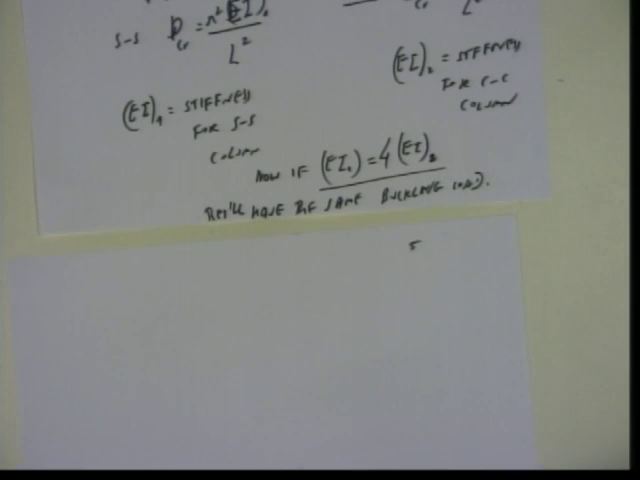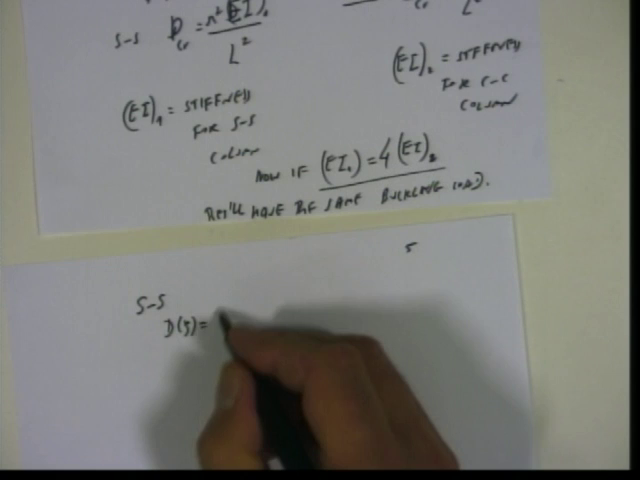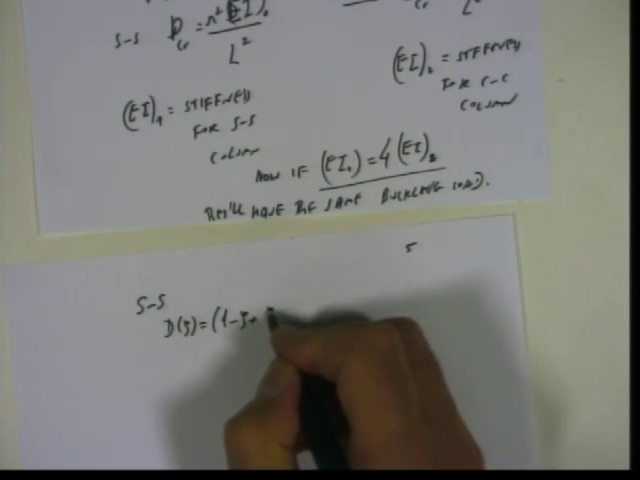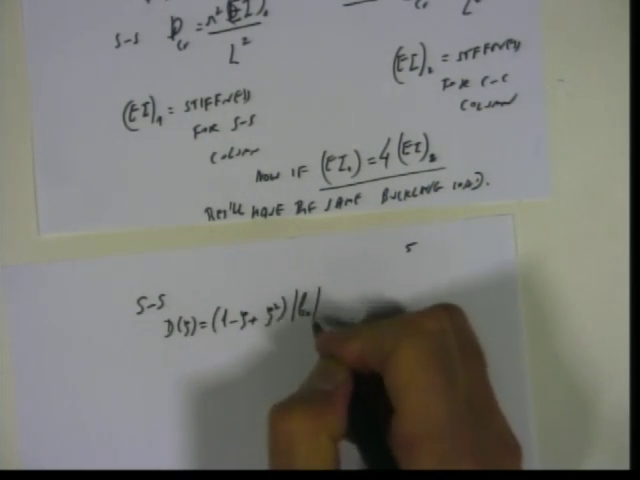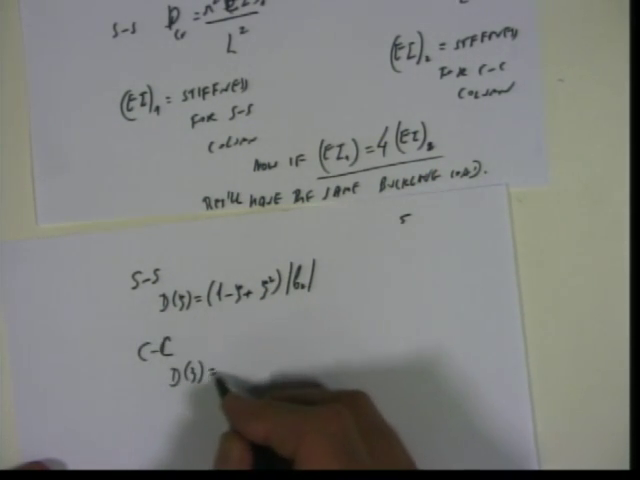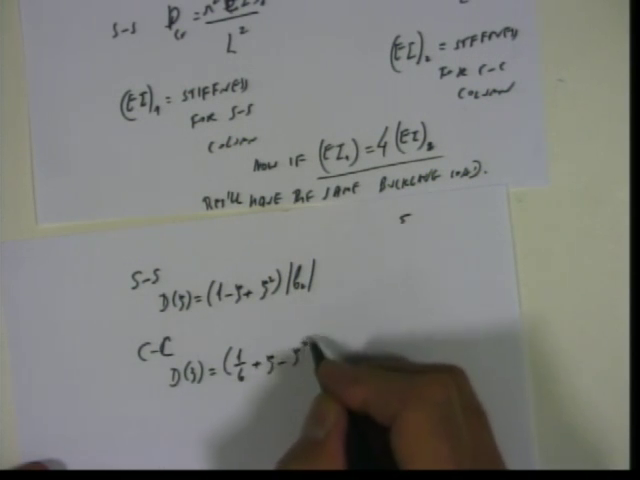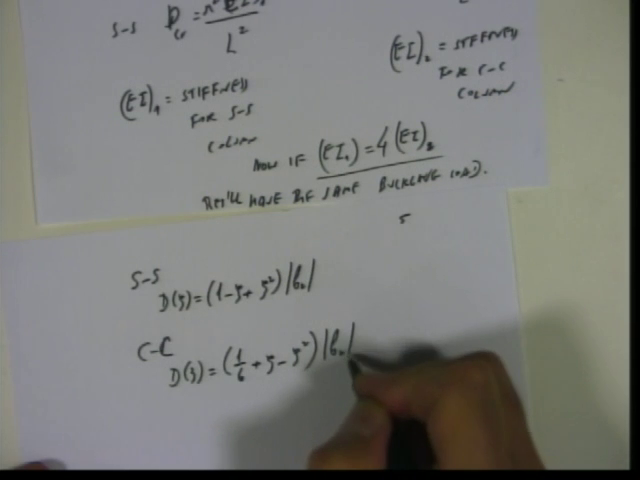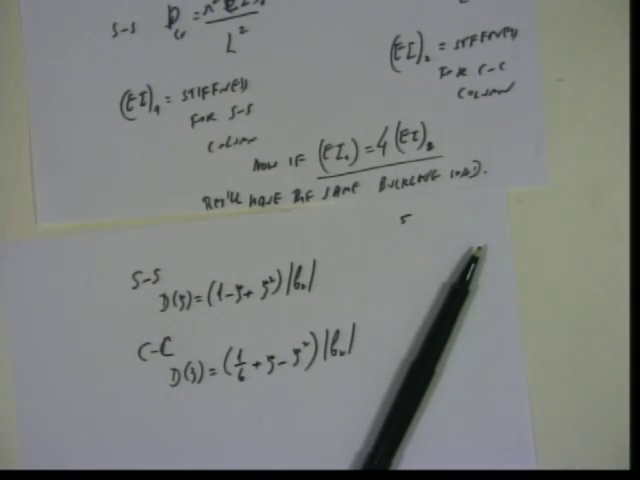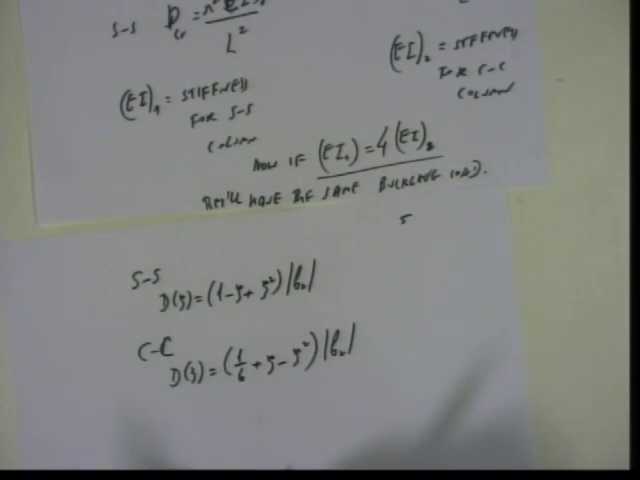Can I cover this part? Okay, I will write down. For simply supported, d of psi equals 1 minus psi plus psi square b2. And for clamped, d of psi equals 1/6 plus psi minus psi square b2. I hope I did not make mistakes. Yes, that's correct. So we can ask actually the following question.